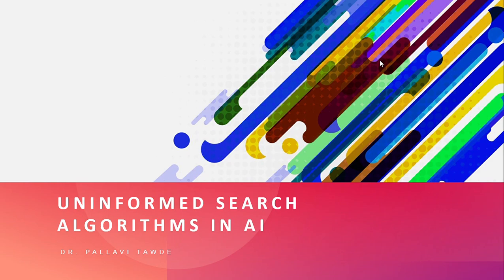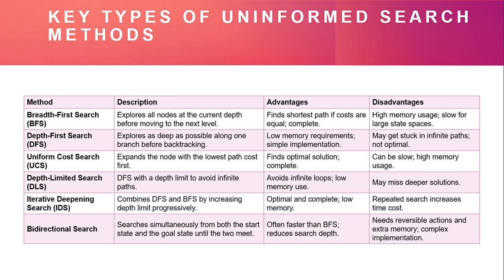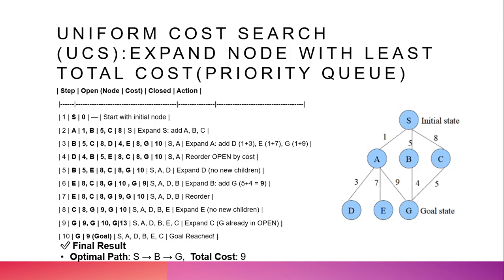Hello all. In this video, we are going to check the remaining uninformed search algorithms. There are a total of 6 uninformed search algorithms. In the previous video, we checked breadth first and depth first search. In this video, we are going to check uniform cost search, depth limited search, iterative deepening depth first search, and bidirectional search. So let us start with UCS.